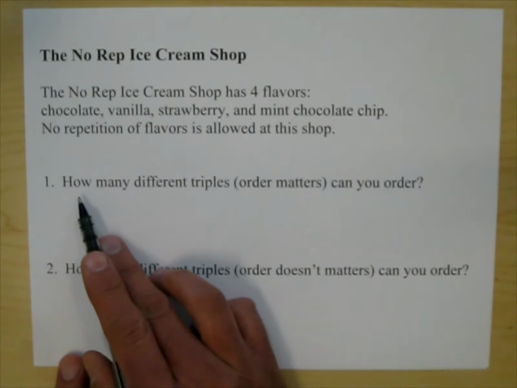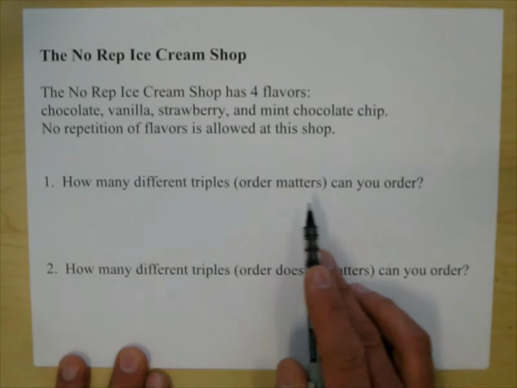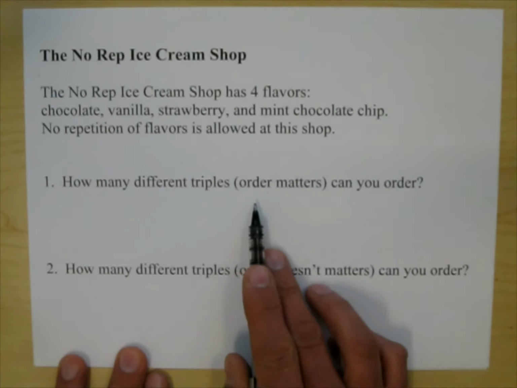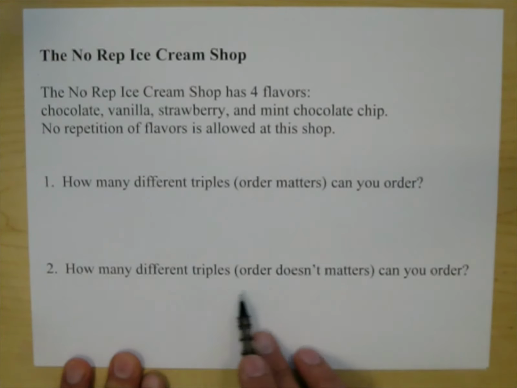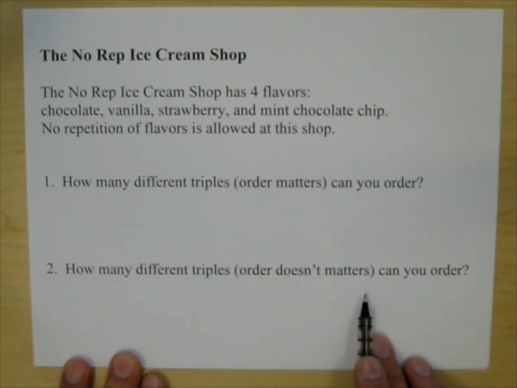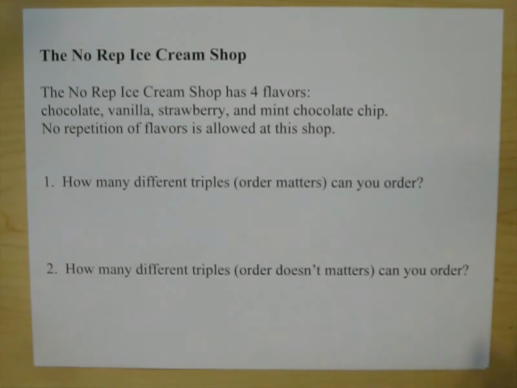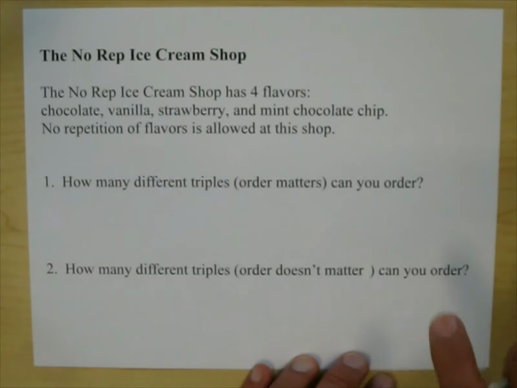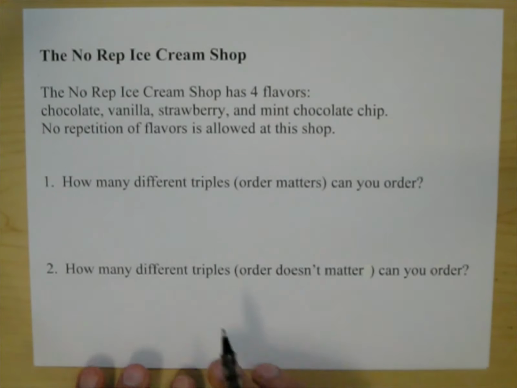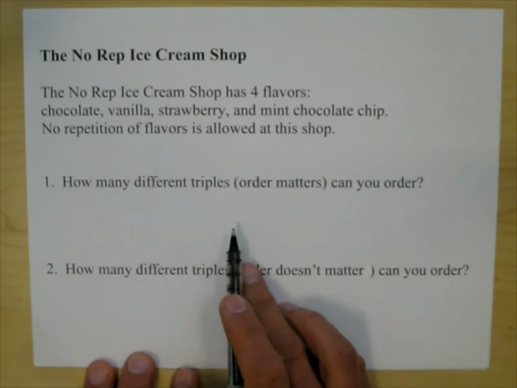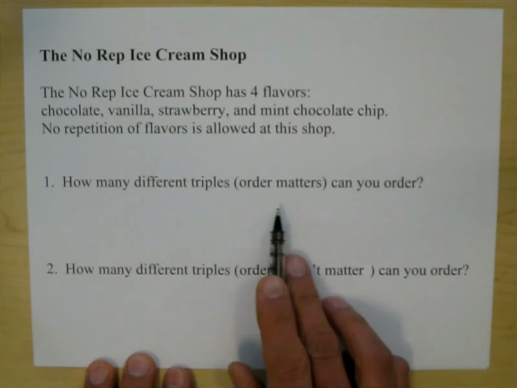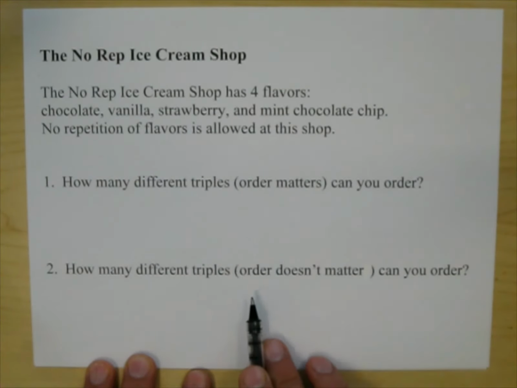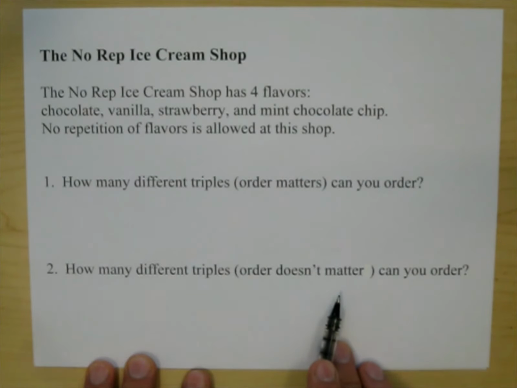We have these 2 questions. How many different triples can you order? Order matters. And then over here, order doesn't matter. Nice. Okay, so order matters, order doesn't matter. No one will even know there was an S there. Great. So how many different triples can you order? The first question is where order matters, and the second question is where order does not matter.